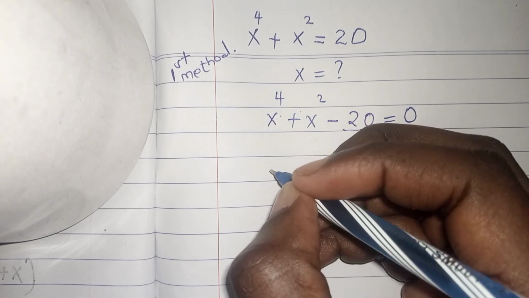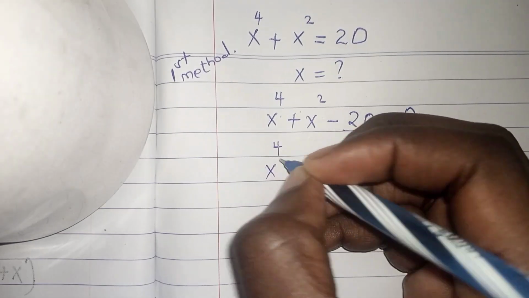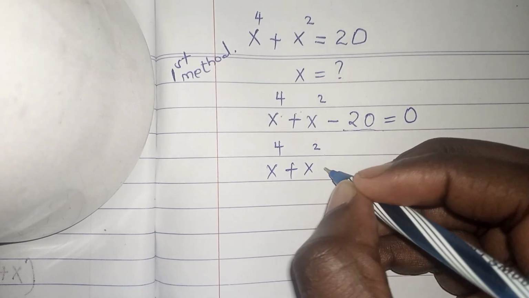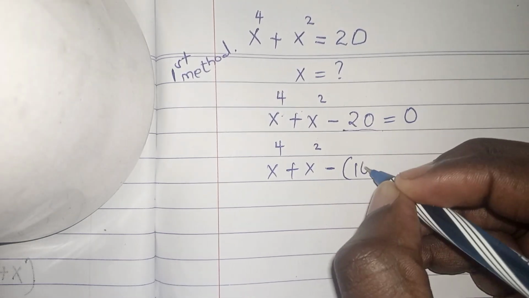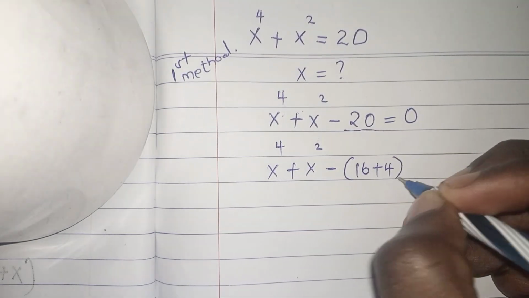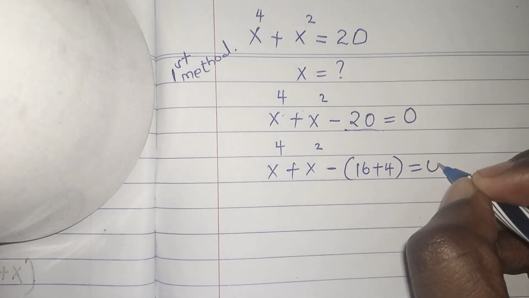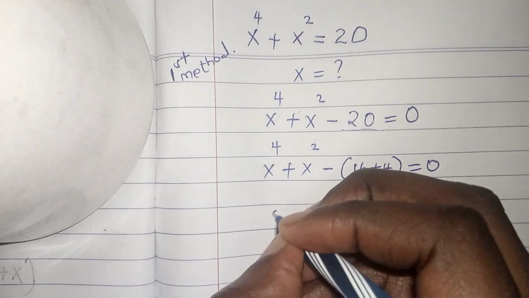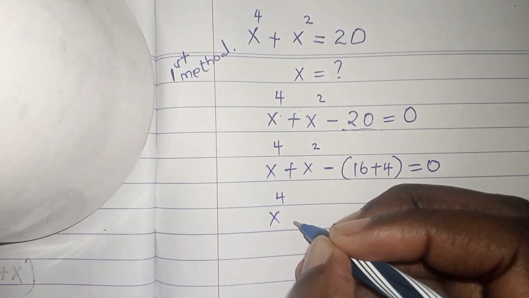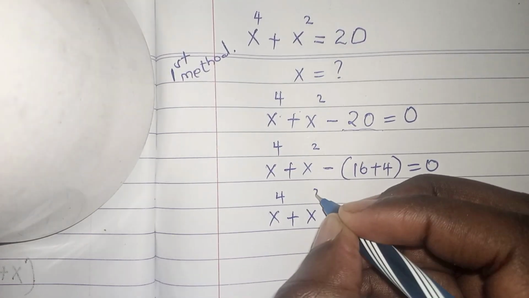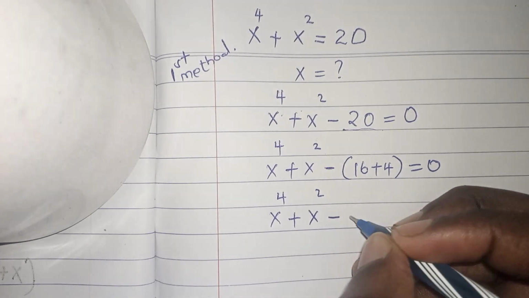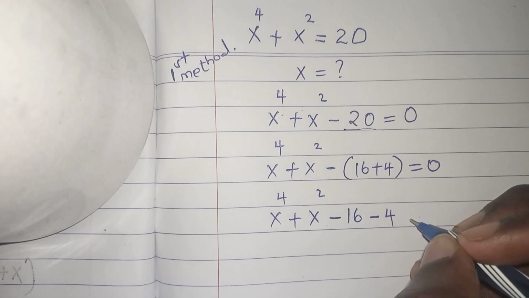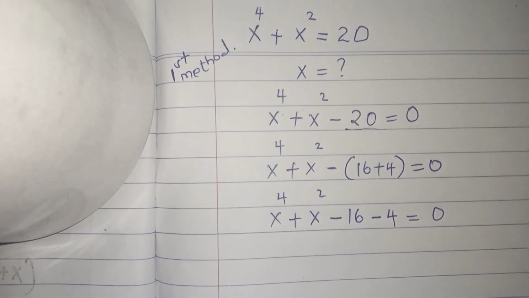Therefore, we shall write it as x to the power of 4 plus x squared minus 16 plus 4, which is 20, is equal to 0. So let us now open this bracket. x to the power of 4 plus x squared minus 16 minus 4 is equal to 0.